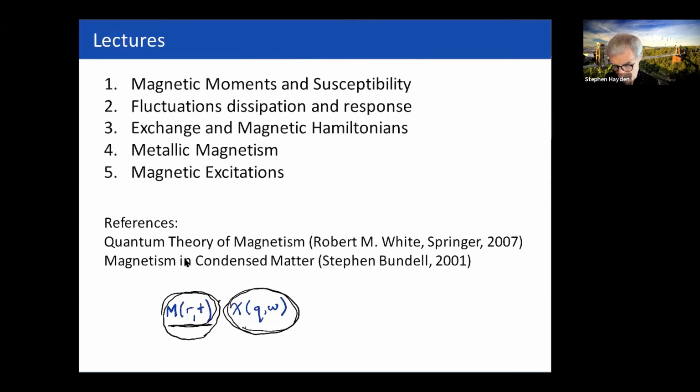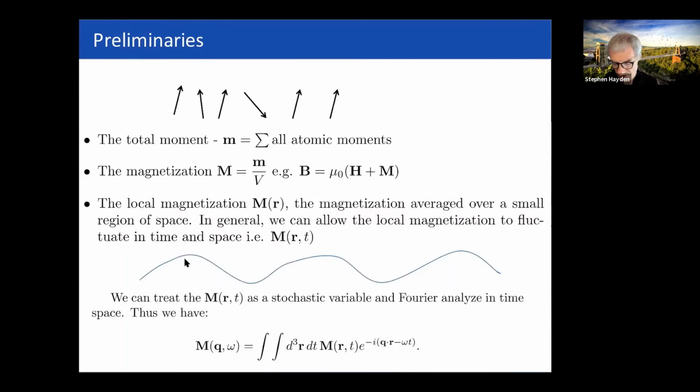So when you're talking about a magnetization that varies in time and space, you have to generalize how you think about susceptibility. Of course, the susceptibility is a response to an applied magnetic field. So normally we think of susceptibility as just being the response to a static uniform field. But here we're going to think about how the system would respond to a magnetic field that varies in space and time.